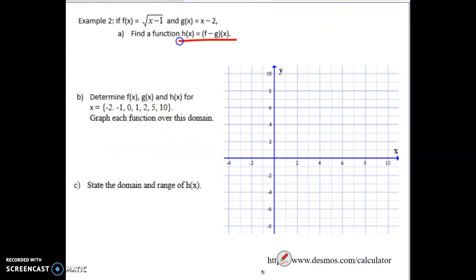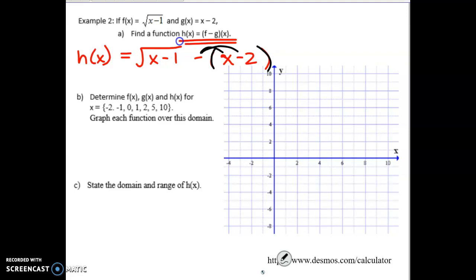All right, next up we're going to try example 2, and in this one we are subtracting. We're going to take f and we're going to subtract g to get h. So h of x is going to be f of x, which is square root x minus 1, subtract g of x, which is x minus 2. When you're subtracting, please make sure you put brackets around the second function, so in this case the g of x function, and that's just because you have to remind yourself that that negative goes into both pieces.